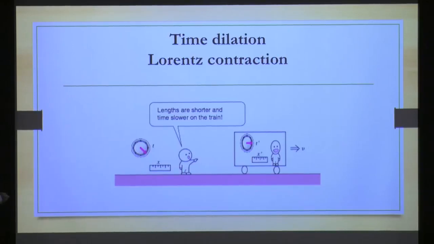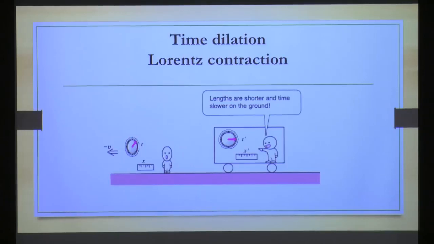So if I am standing here and there is somebody in the train, I can tell them lengths are shorter and time is slower on the train. We just proved it now, okay? This is special relativity. But the problem is that the gentleman on the train can tell me, no my friend, I am stationary and the whole world is turning around me. I mean, this is relativity. Who tells you that I am moving? It's not that the whole world is moving around me. So the gentleman on the train can say, no, lengths are shorter and time is slower on the ground, okay? People will start fighting. And this is one of the problems that Einstein had with his special relativity.